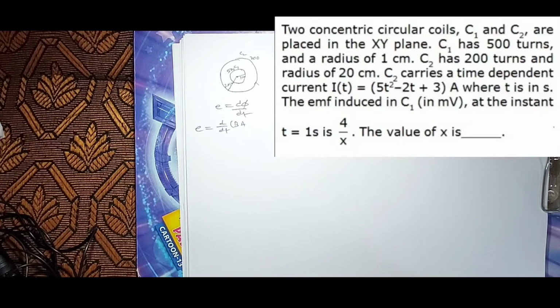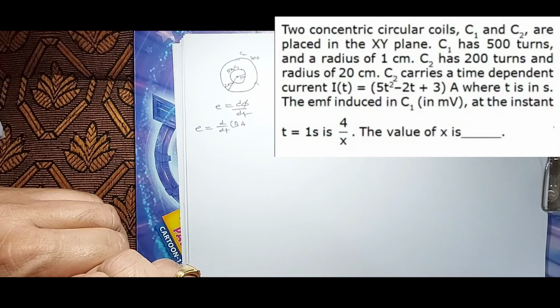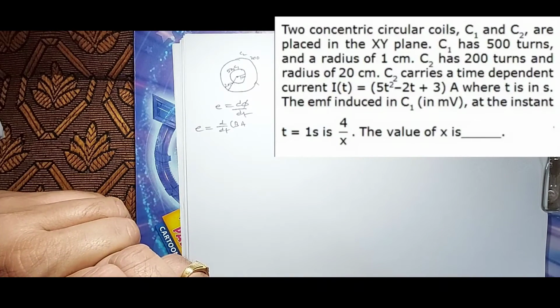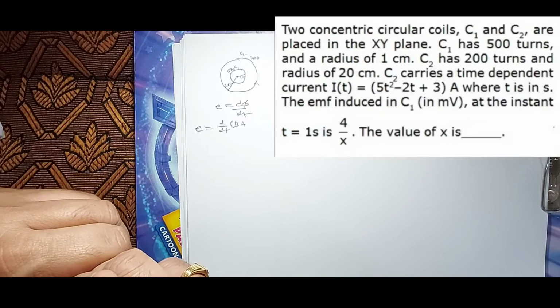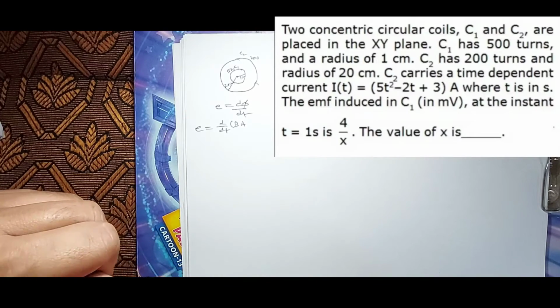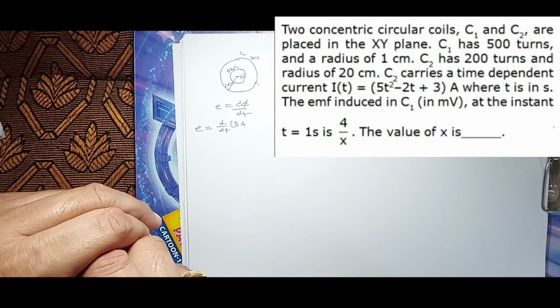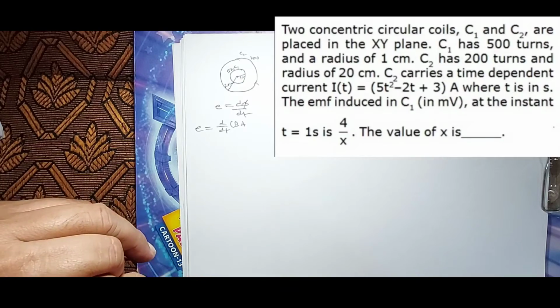C1 has 500 turns and radius 1 centimeter. C2 has 200 turns and radius 20 centimeters. It carries a time-dependent current I(t) = 5t² − 2t + 3 amperes, where t is in seconds.